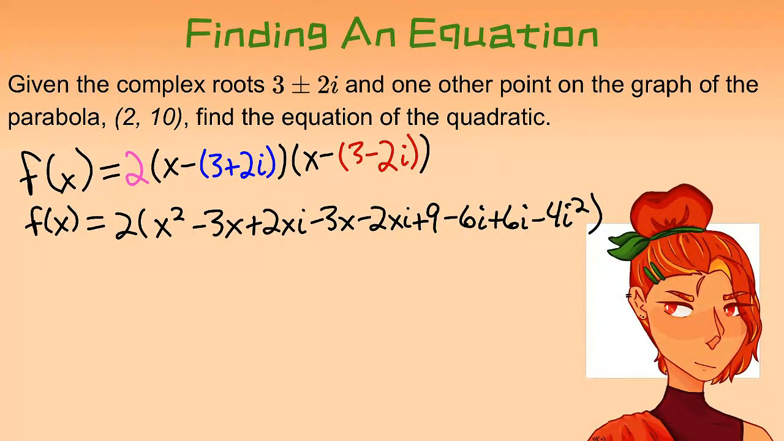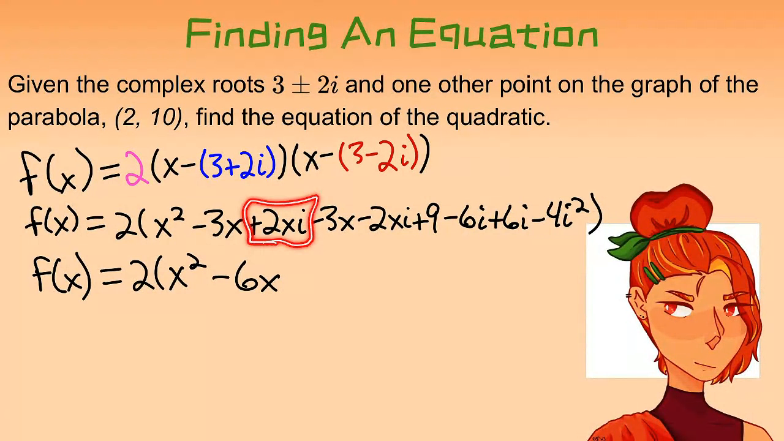And, great. Jeez, it's so much. Yeah, it is. But we have the x squared, and then we have a negative 3x and a negative 3x, and that's a negative 6x. Positive 2xi minus 2xi, those cancel. Plus 9 right here. Negative 6i plus 6i, those cancel. Negative 4 times negative 1.